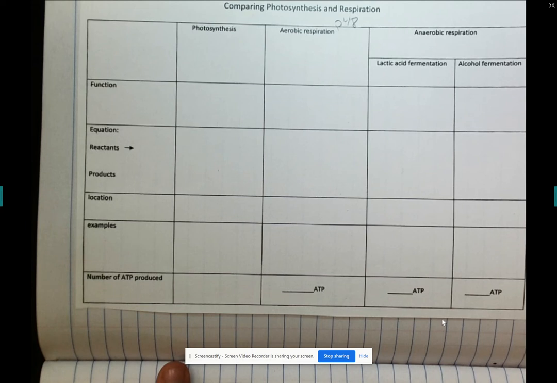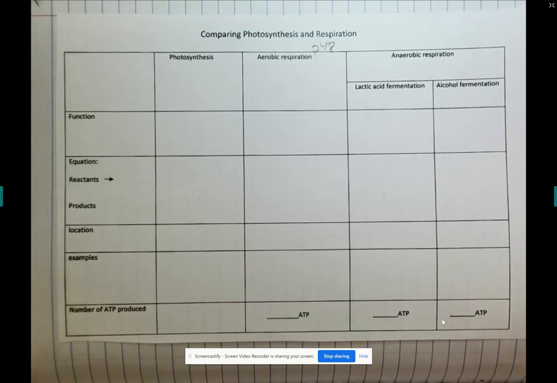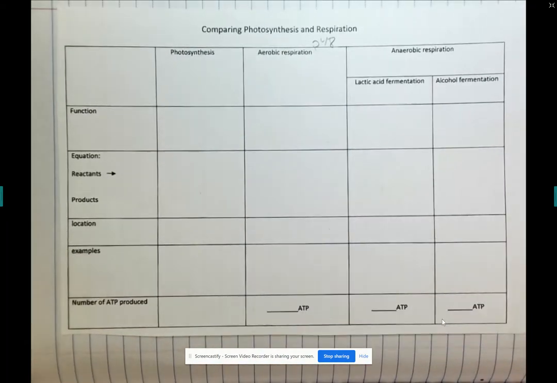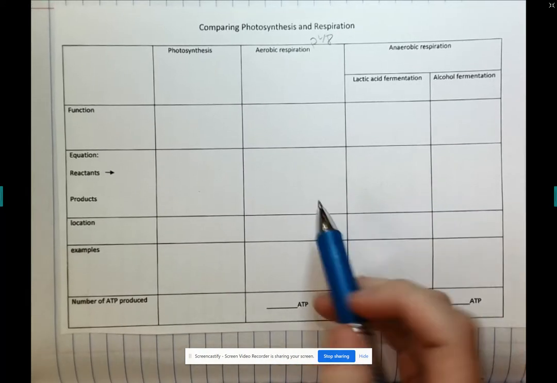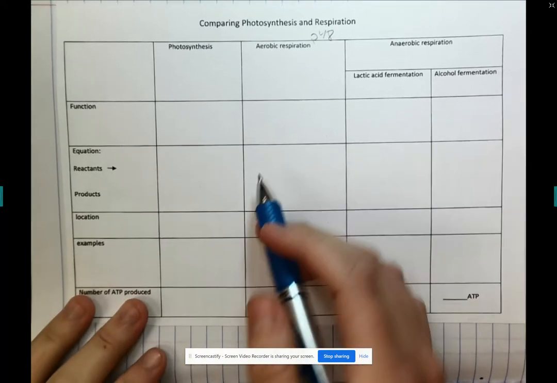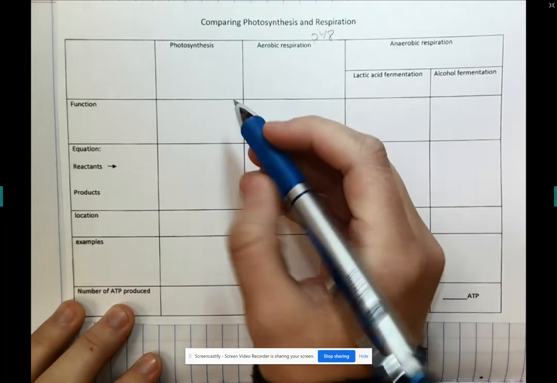Hey there, in this video we are going to fill in our notes on comparing photosynthesis and respiration. Linked in our agenda is a copy of these notes that include a word bank for us to use. So I have already pulled that up on my computer to help me fill in my notes here. So I'm just going to start with photosynthesis and I'm going to work my way down.